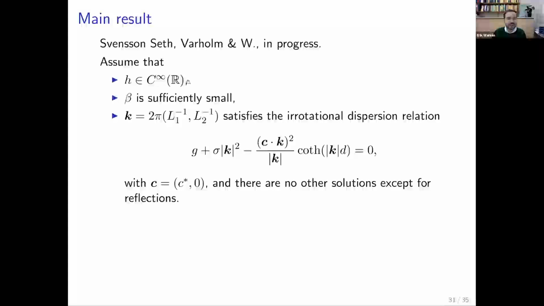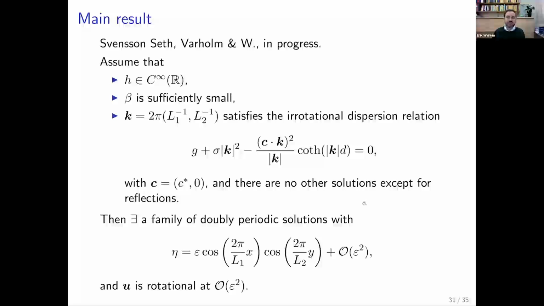Okay, so the main result then, which is joint work in progress with Douglas and Christopher. We assume that h is a given smooth function and beta is sufficiently small. And we assume that the wave vector k satisfies the irrotational dispersion relation, and that there are no other solutions except for reflections of this. Then there exists a family of doubly periodic solutions of this form. And U is rotational at order epsilon squared.